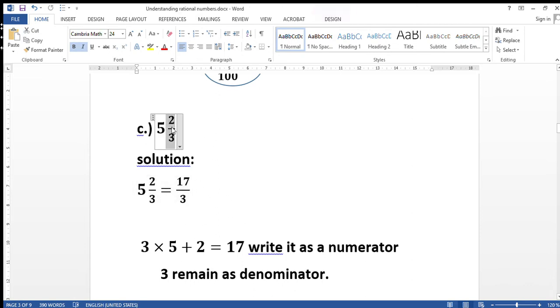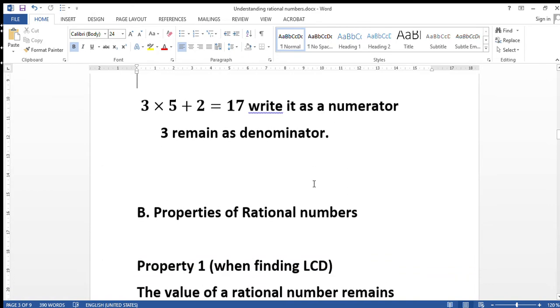This is a proper fraction, which is 2 over 3. Notice 2 is much smaller than our denominator. We just call it a proper fraction. But if we see that the numerator is larger than our denominator, we call it an improper fraction. Okay, right? This one here, we call a mixed number. Okay, proceed.